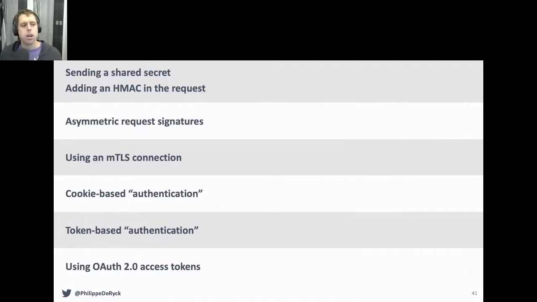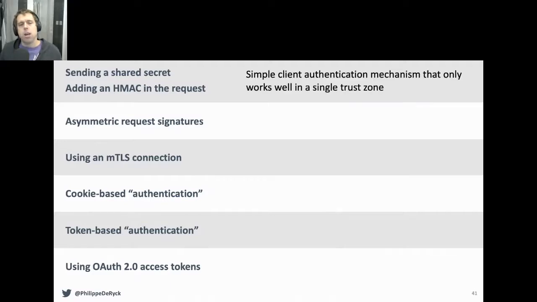All the recipes we talked about are listed on the left. I'm going to give you one line for each of these, which is basically my takeaway message for this presentation. The first thing we talked about was the pizza slice, the simple thing, sending a shared secret like an API key or a username, password, or something like that in the request. This is a simple authentication mechanism.